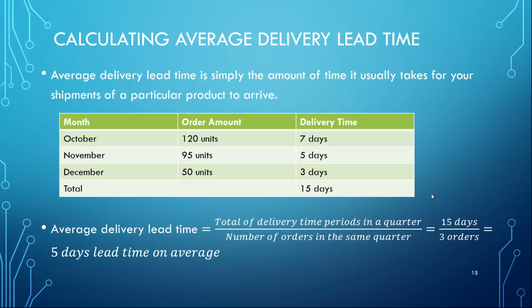Looking at the delivery time for the monthly orders, we can calculate the average delivery lead time, which will be the total of delivery time periods in a quarter divided by the number of orders in the same quarter. In this example, it will be 15, which is the 7, 5, and 3. It sums to 15, divided by 3, the number of orders that have been ordered. And that will give us 5 days lead time on average.